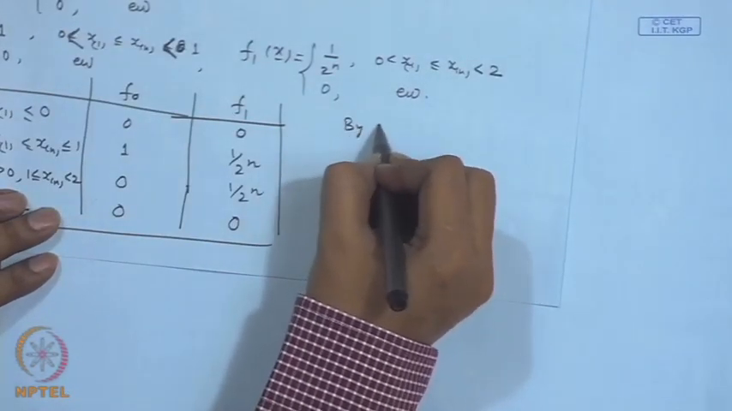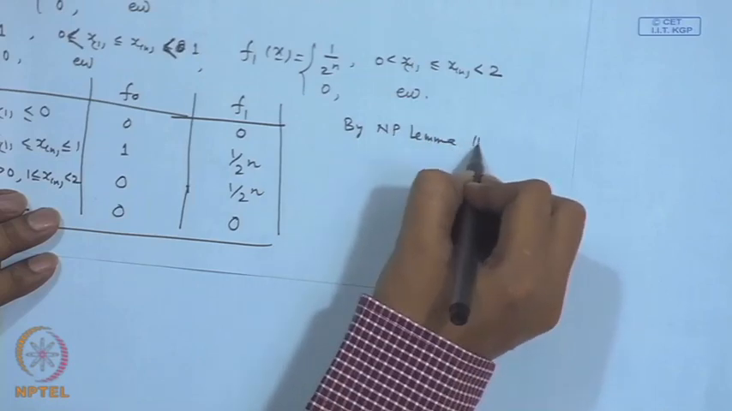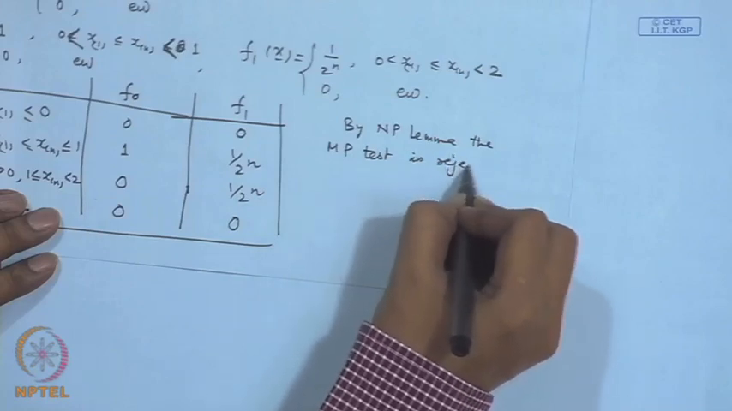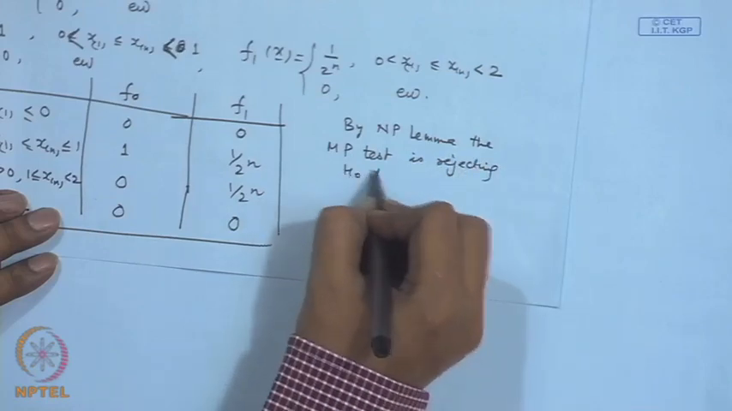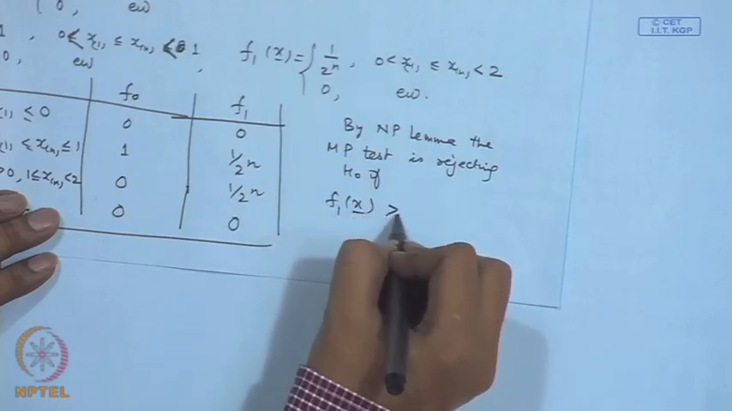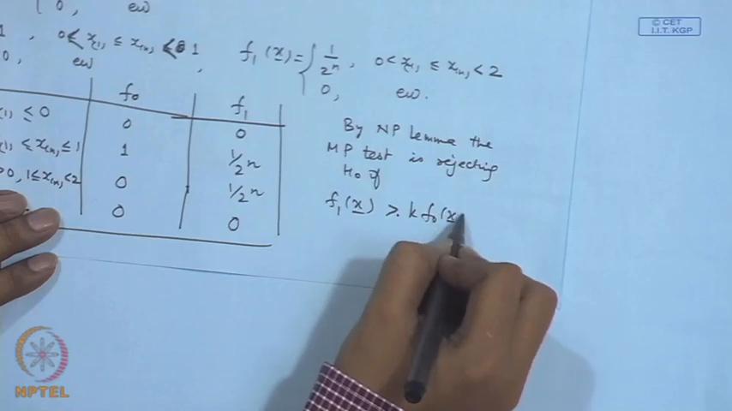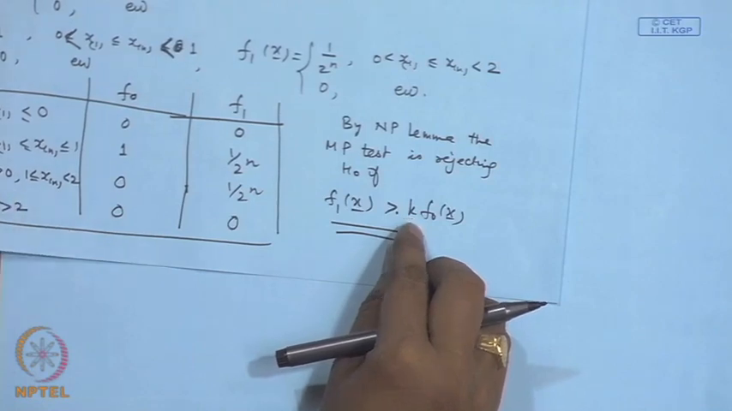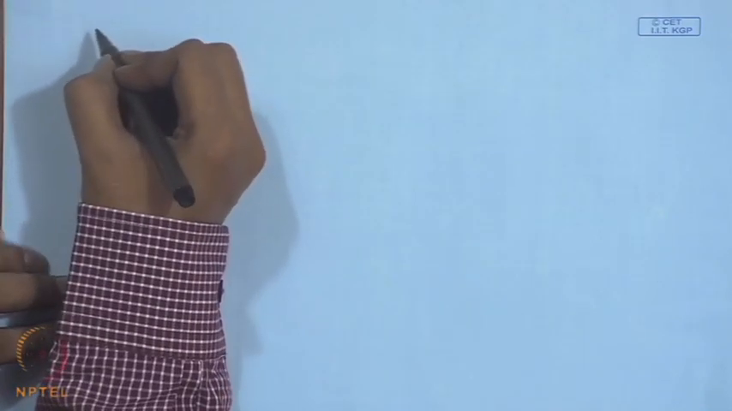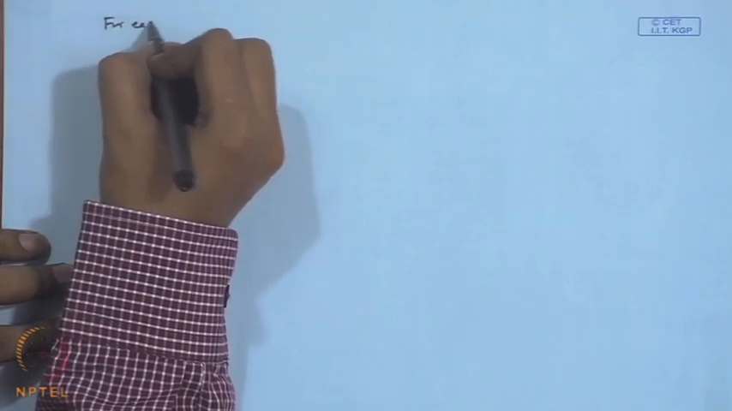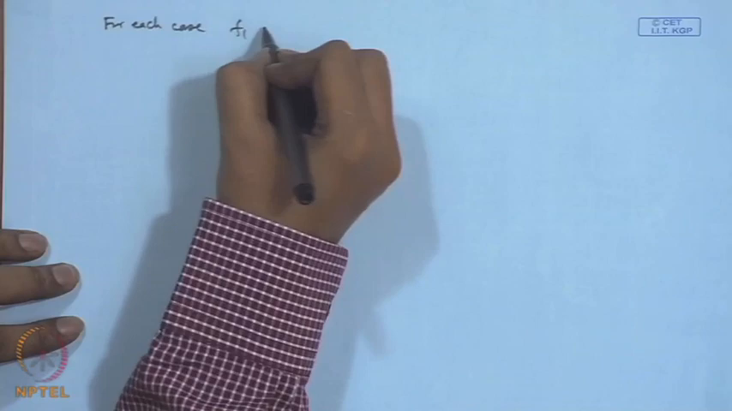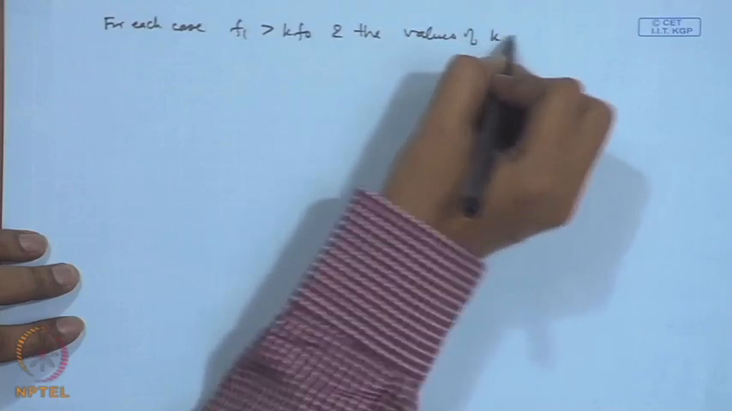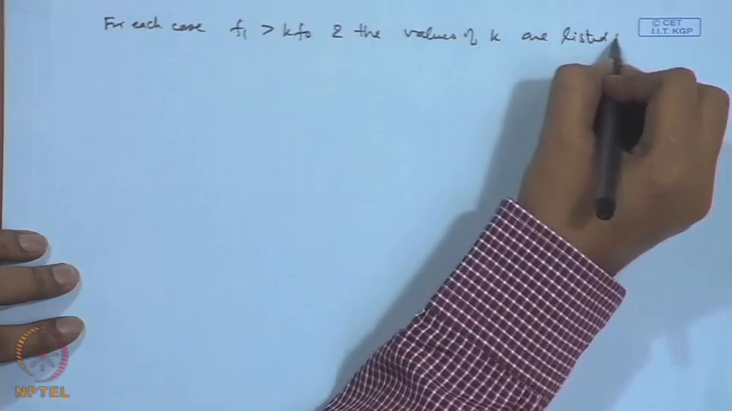By NP lemma the MP test is rejecting h naught if f 1 x is greater than k times f naught x. So, here the values of k we have to choose. So let us write here for each case f 1 greater than k f naught and the values of k are listed below.